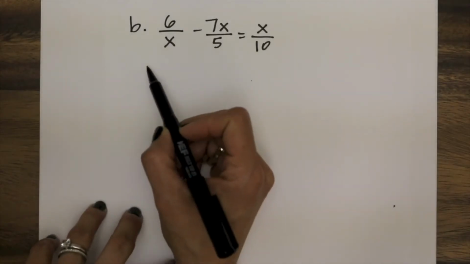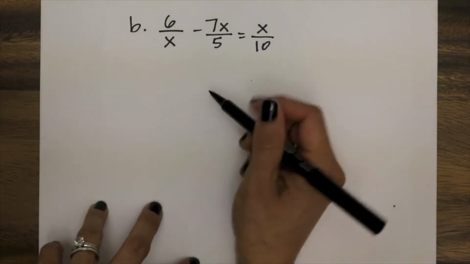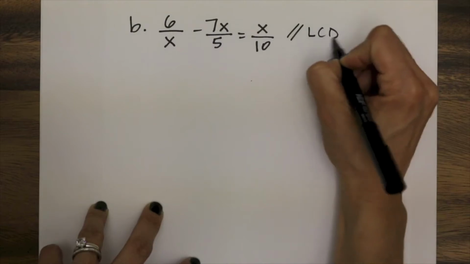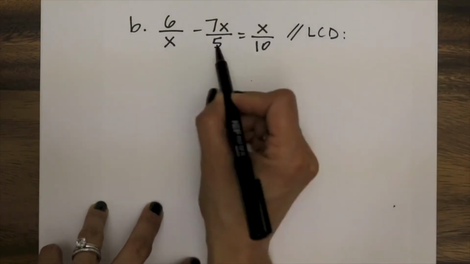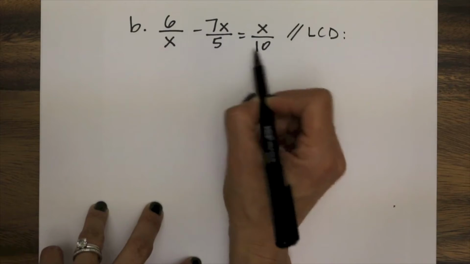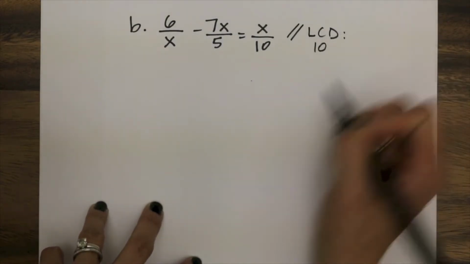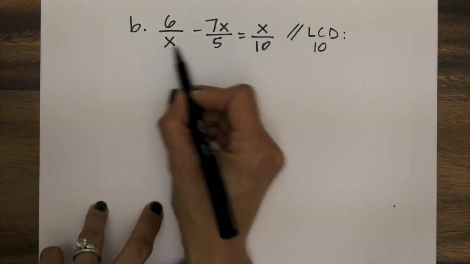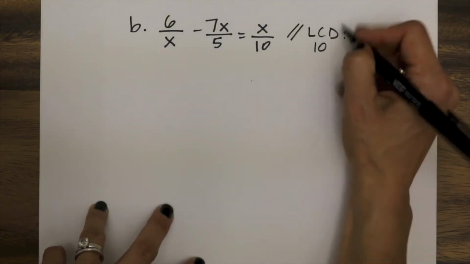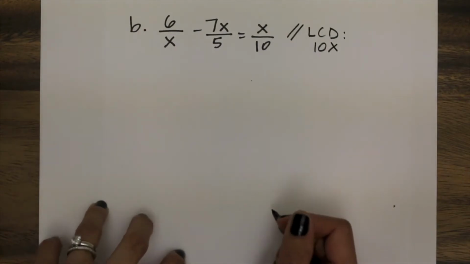This example says 6 over x minus 7x over 5 equals x over 10. So step 1, we're going to identify the LCD. So if you look at the denominators, let's start with the numbers first. You have 5 and 10, so you're figuring out which number will both of them fit into, so we'll use 10. And then the only other thing in the denominator we have would be x. That's our variable, so we'll also include x. So we have 10x as our LCD.